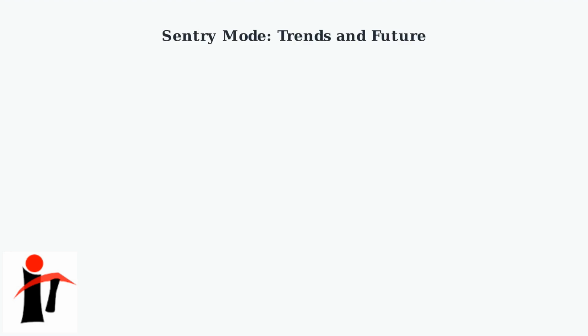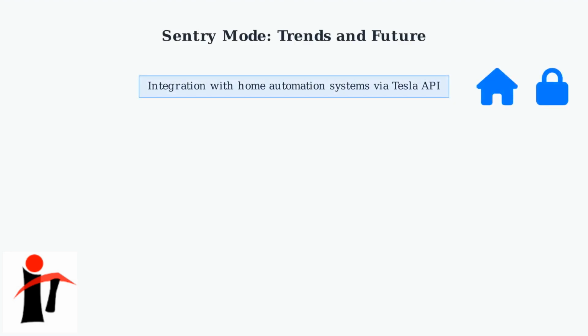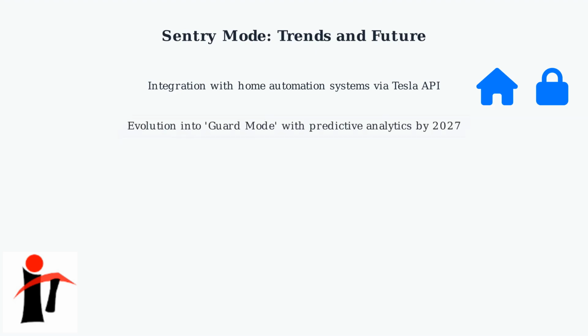The future of Sentry Mode involves integration with home automation systems through Tesla's API, creating a connected security ecosystem. This allows your Tesla to communicate with devices like Ring cameras and smart locks for comprehensive protection. Battery-efficient AI will be crucial for this evolution.